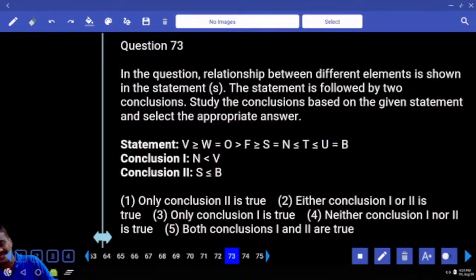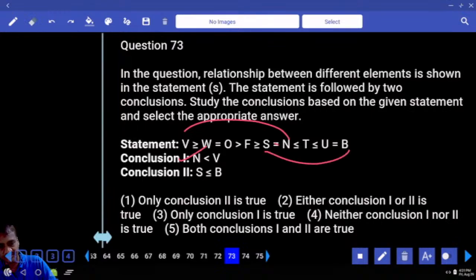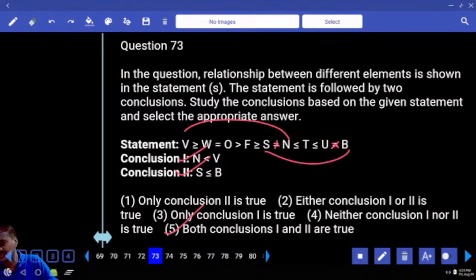Then coming to this 73. In this 73, the relation between V and N. V is here, N is here. V greater than N, N lesser than V. Next one, S and B. S is here, B is here. From S to B, remove this symbol equal to. S lesser than or equals to B. Then what is your answer? Both 1 and 2, choice 5 for 73.